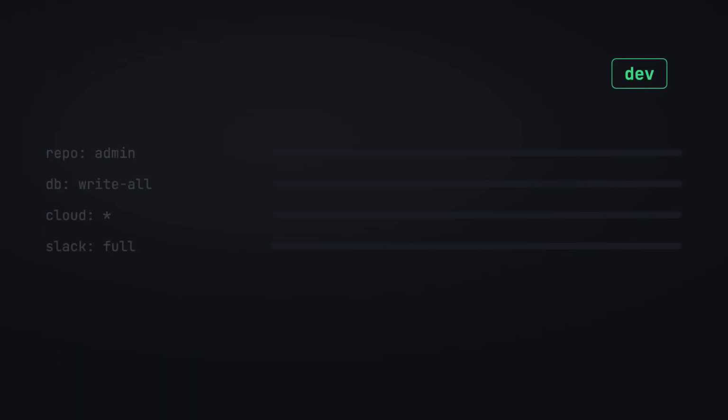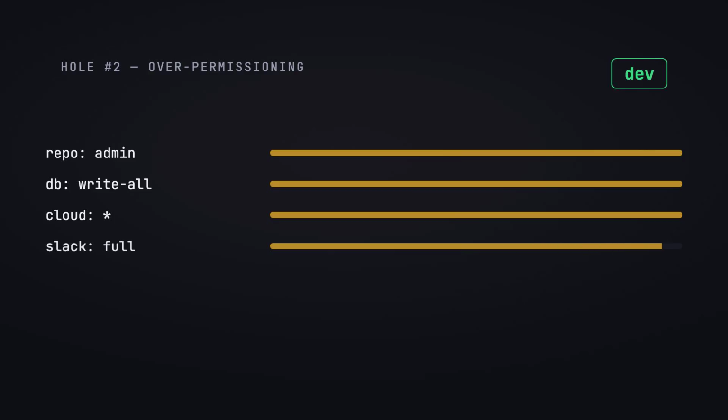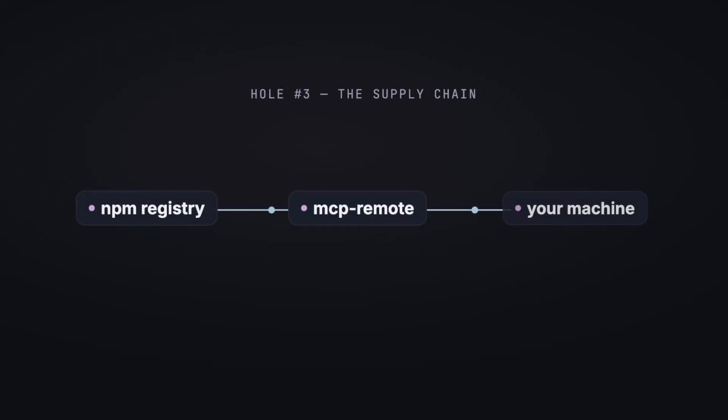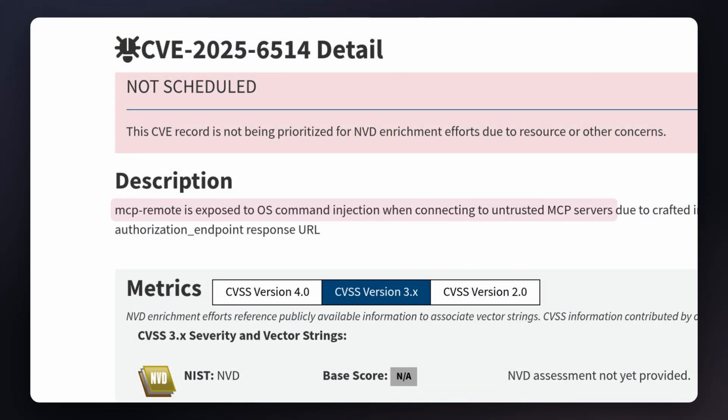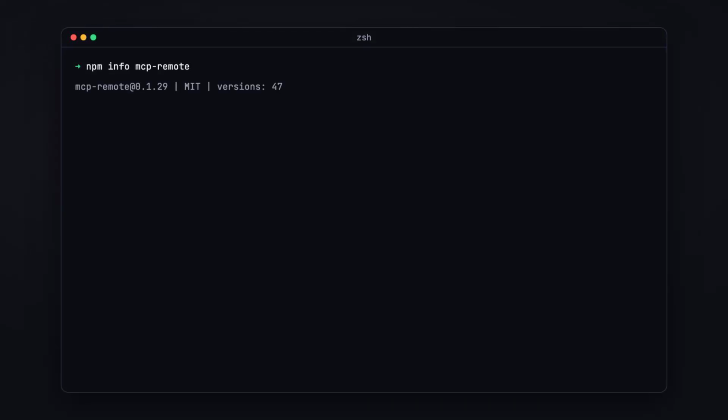The second hole is over-permissioning. During development, you hand your server broad rights to dodge authorization errors, and those broad rights ship to production untouched. So one single compromise exposes far more than real usage ever justified. And the third hole is even more direct: the supply chain. CVE-2025-6514 hit MCP remote, an OAuth proxy downloaded more than 400,000 times, and let a malicious server trigger command injection on your machine so it could run code and walk away with your credentials. One popular NPM package installed in one line, and the door was open.